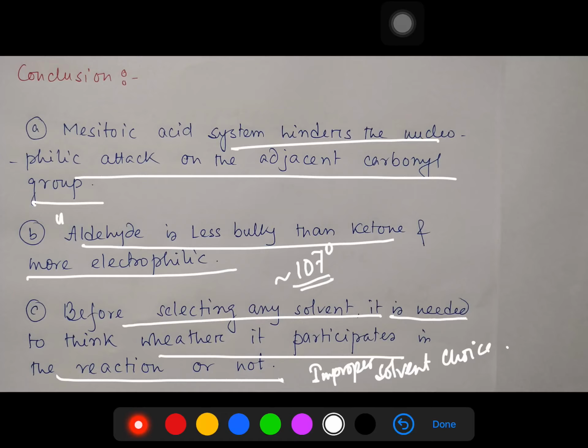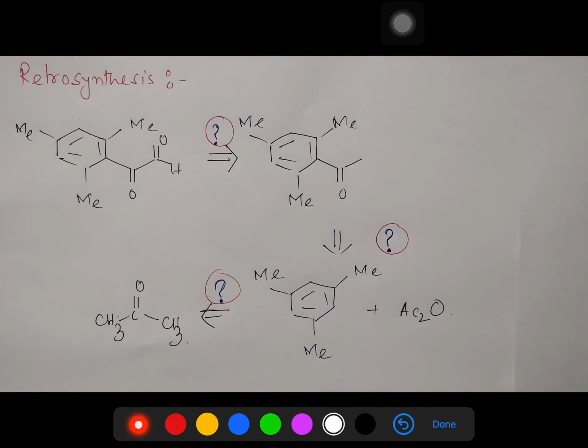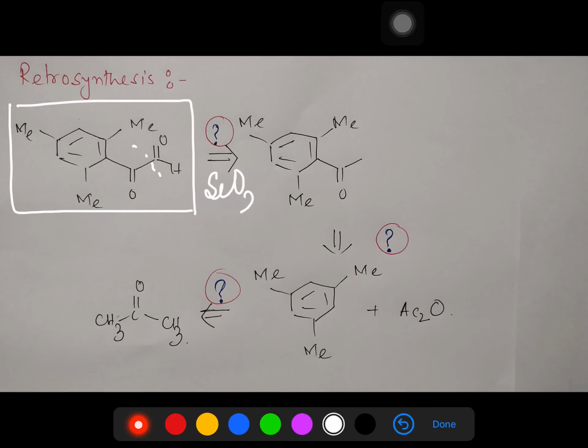Now we discuss retrosynthesis, which is, I believe, bonus information for you. For retrosynthesis we should go logically. Retrosynthesis means logical synthesis of a molecule. Now see, this molecule is our target. It's a 1,2-dicarbonyl compound. We know that it could easily be synthesized by selenium dioxide oxidation of a carbonyl. Means if you take a carbonyl and oxidize it with selenium dioxide, the 1,2-diketo compound is produced.